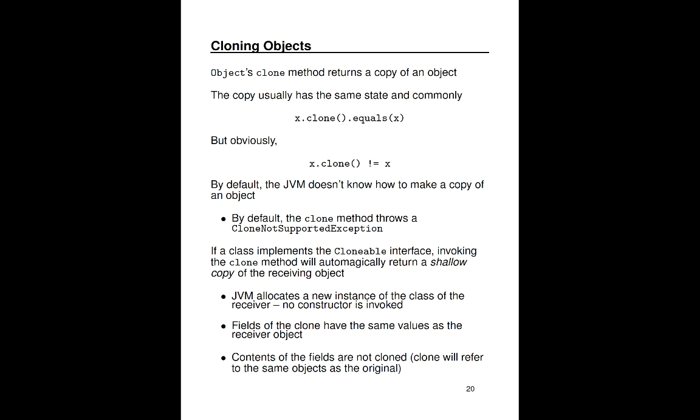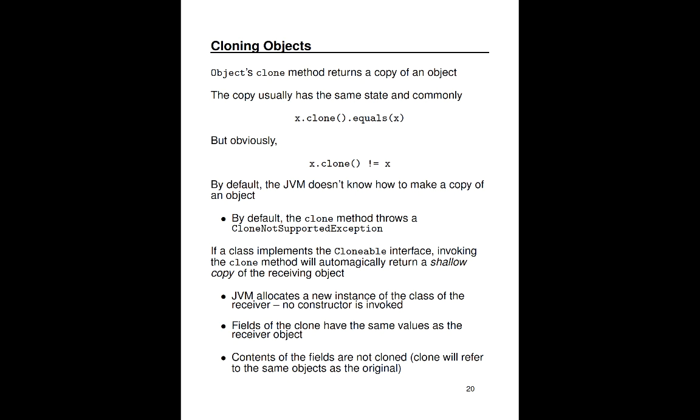Even though every object has a clone method, if you try to just invoke it by itself, it'll throw an exception saying clone is not supported. Instead, the way to provide the clone behavior is to implement an interface called Cloneable and then perform whatever cloning you have to do to make a copy of it. There's a little bit of magic involved here in that if you just implement Cloneable and you don't override clone, then you'll get what's called a shallow copy of the object.